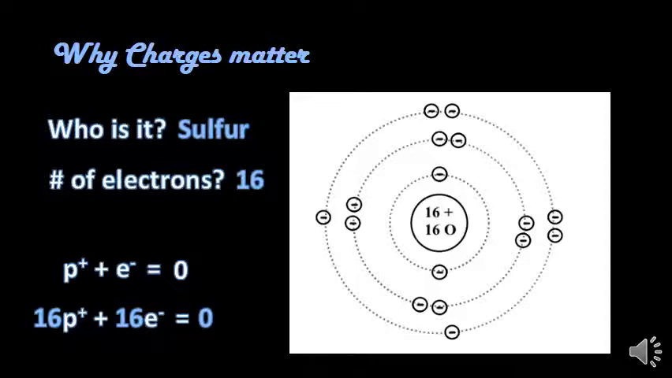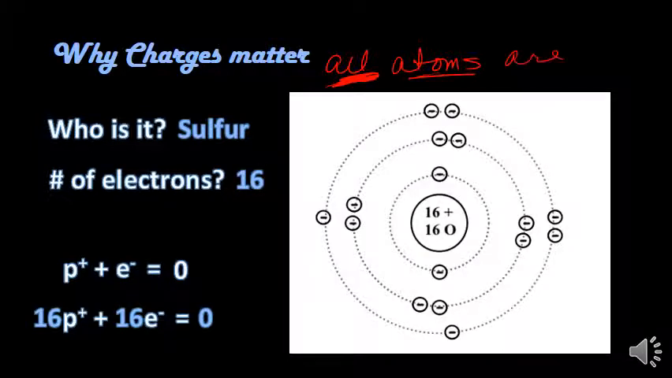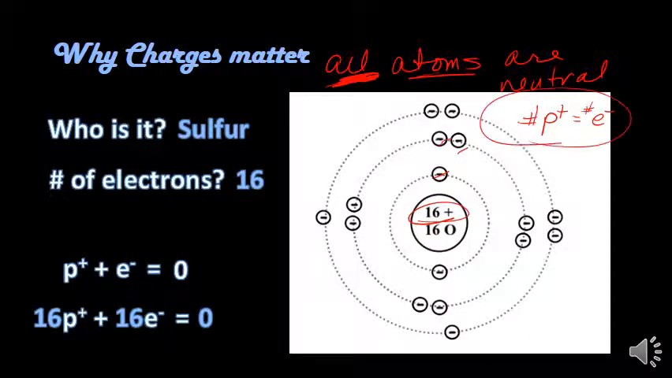All atoms are neutral. I'm going to write that down. That one's really important. All atoms are neutral. So the number of protons will always equal the number of electrons for a neutral atom.